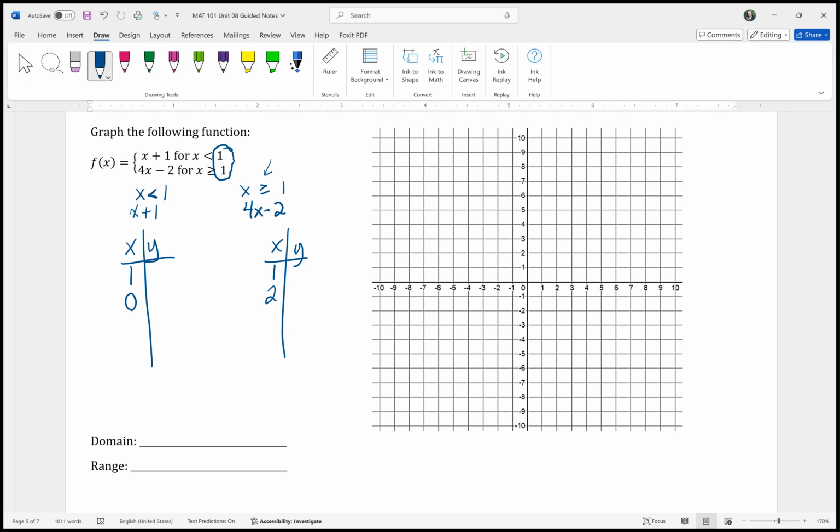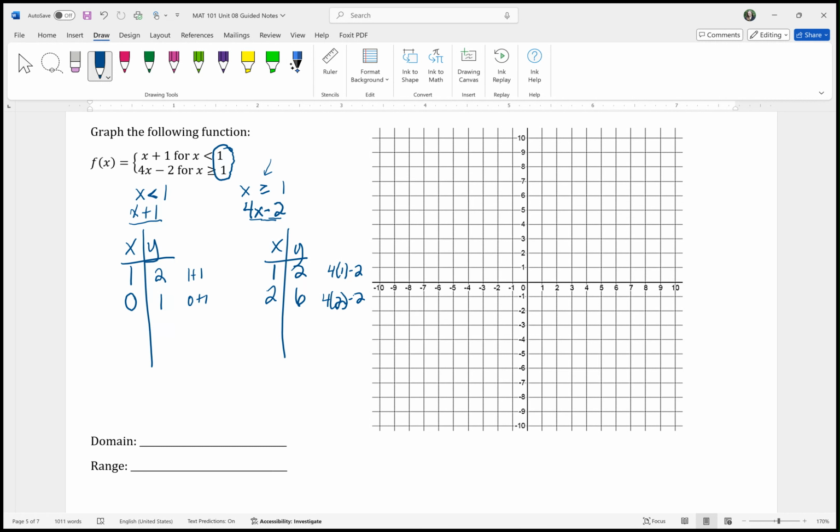Next, find the y values for each of these. Okay, so here we're plugging into x plus 1. So 1 plus 1 gives me 2, and 0 plus 1 gives me 1. This one, a little more work, we're plugging into 4x minus 2. So this would be 4 times 1 minus 2. That's 4 minus 2, which is 2. And then 4 times 2 minus 2 is 8 minus 2, which is 6.